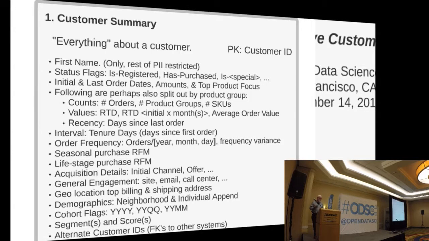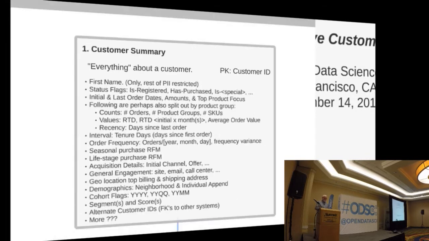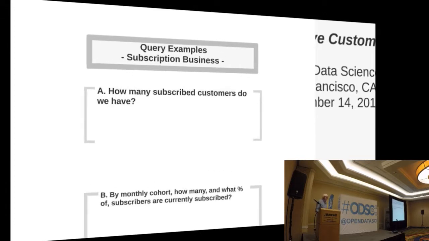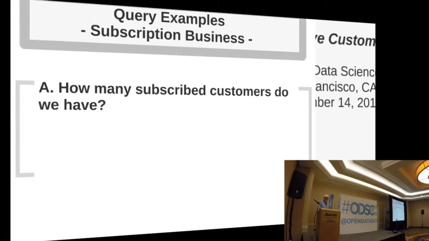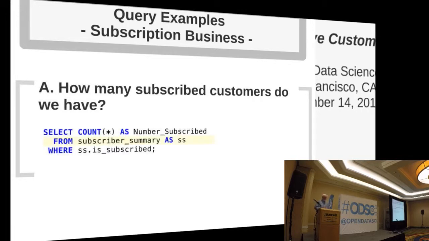So let's look at some actual examples using the subscription business. The first question that anybody's going to ask when you bring this data set up is, how many subscribers do we have? And you can write a query to do that, and it's really, really simple. Basically, we're counting the number of rows in the subscriber summary table. That's the top level of abstraction where the subscribe flag is true.